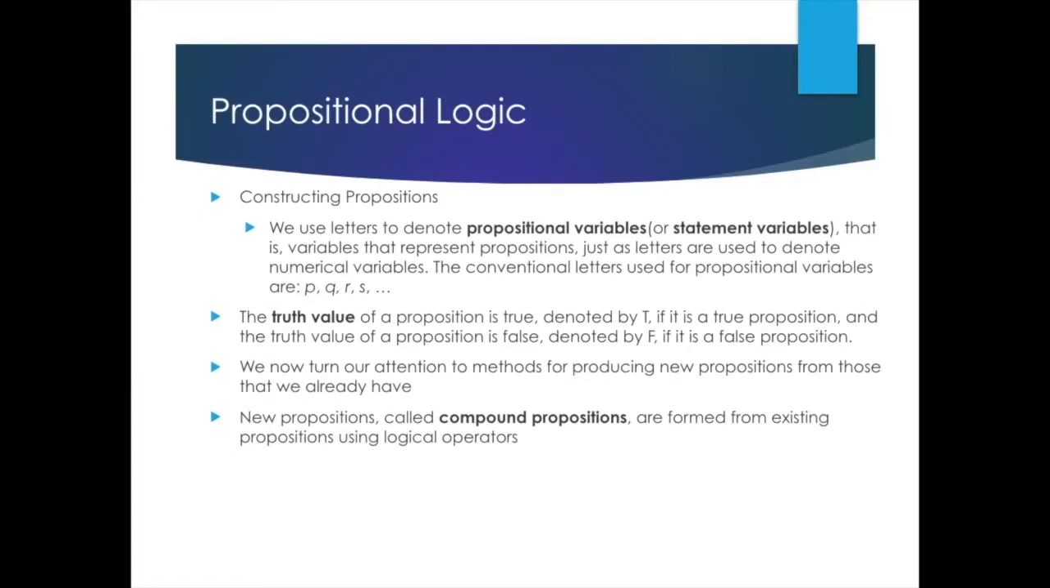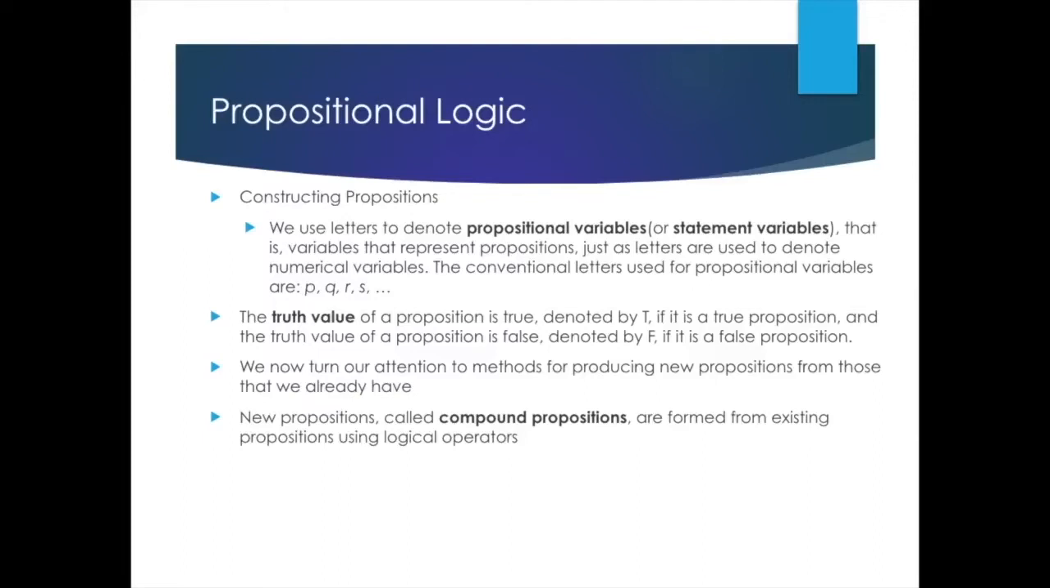Now, with propositional logic, we need to know how we can construct a proposition, how we can make one out of nothing. So we need 3 things. The first one, we need letters to denote those propositions, and normally we use the letters P, Q, R, and S. If you are not happy with those letters, you can use something else. The second thing you would need is the truth value, because a proposition is true or false. If the proposition is true, we denote it by the letter T, and if it's false, we denote it by F.